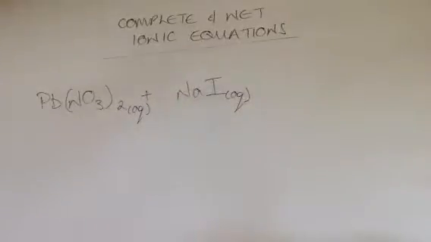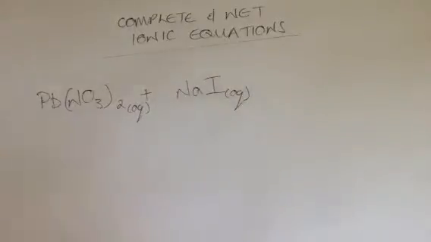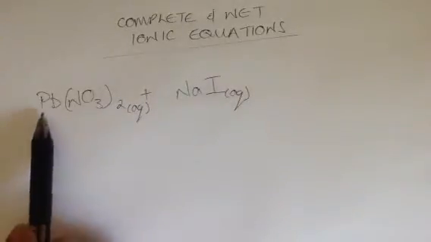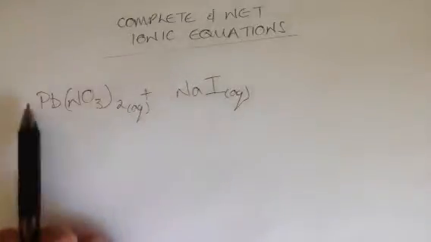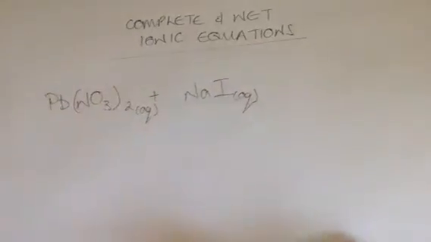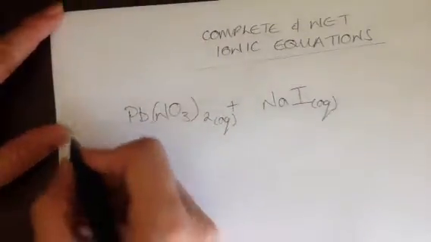Let's talk about how we can represent precipitation reactions. We could write just a typical balanced chemical equation. Remember, a precipitation reaction is a double displacement, so we swap partners, cations with anions. Let's do our little trick of writing the formulas in the margins.